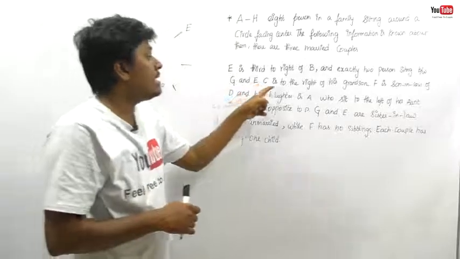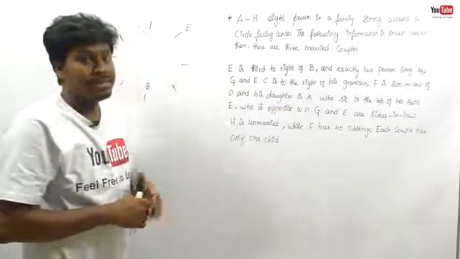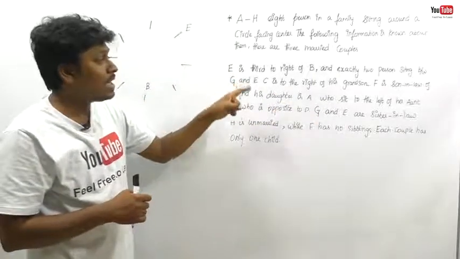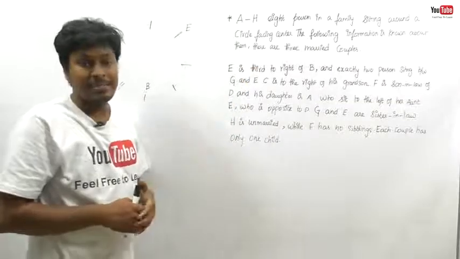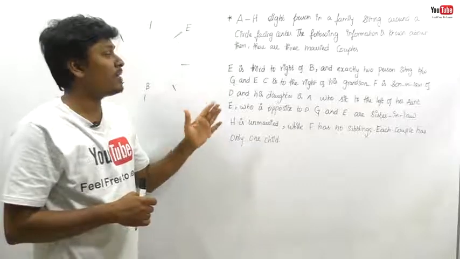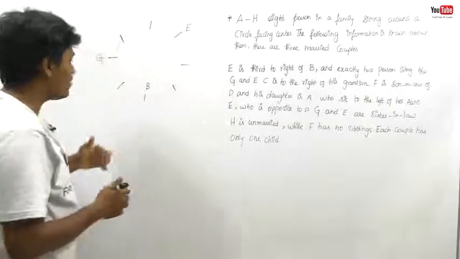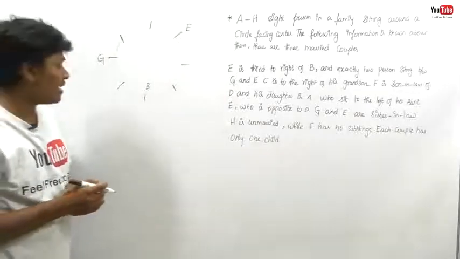Okay, C is to the right of his grandson. See here, friends, C is to the right of his grandson, right? So C has a grandson. We can clearly know from this point that C has a grandson. So let me move on to finding those relationships, friends.